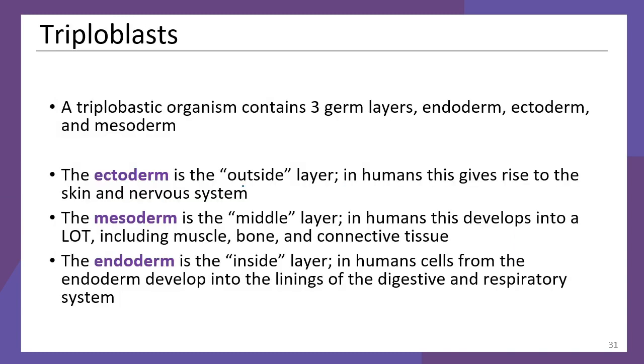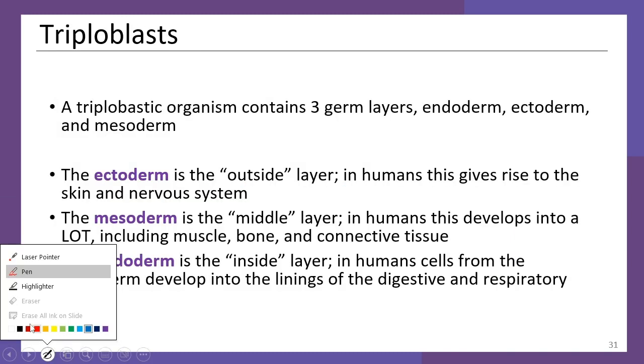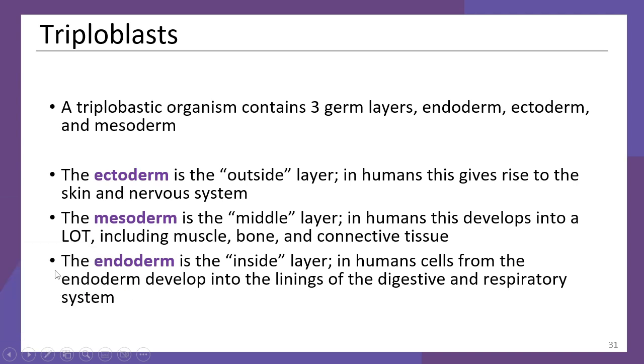Alright, let's continue. So as we go down and we get a bit more specific, one of the key distinctions we have is whether something is triploblastic. So something that's triploblastic contains 3 germ layers: endoderm, ectoderm, and mesoderm. In humans, the ectoderm develops into skin and nervous system. The mesoderm then develops into a range of things, including muscle, bone, and connective tissue.